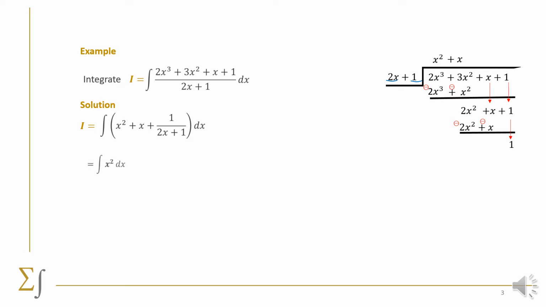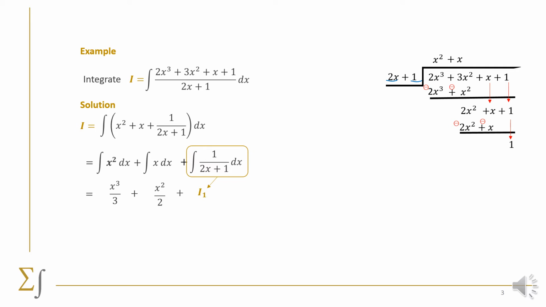So we want to integrate this term by term. The first term is the integral of x squared. The second term is the integral of x. And the third term is the integral of 1 over 2x plus 1. Okay, we all know how to integrate x squared. Simply it's x cubed over 3. And we can integrate x with respect to x. It's x squared over 2. Plus the third integral, I will call it I1, integral 1.